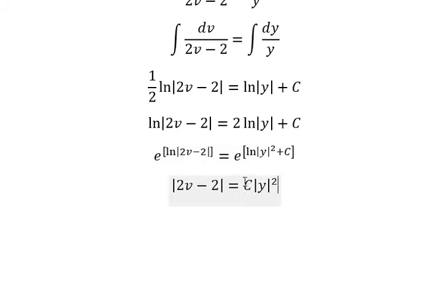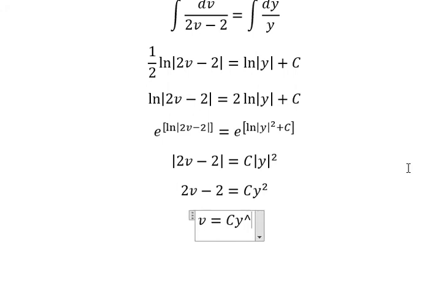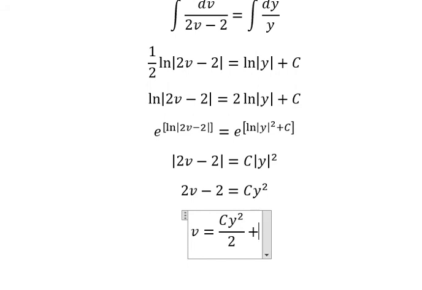Because c can be positive or negative, we can cancel the absolute value for both sides, and you get 2v minus 2 equals cy squared. Next, we put negative number 2 to the right, and we divide both sides by number 2. This one you get 1. C divided by 2, you get a constant, so you get cy squared.